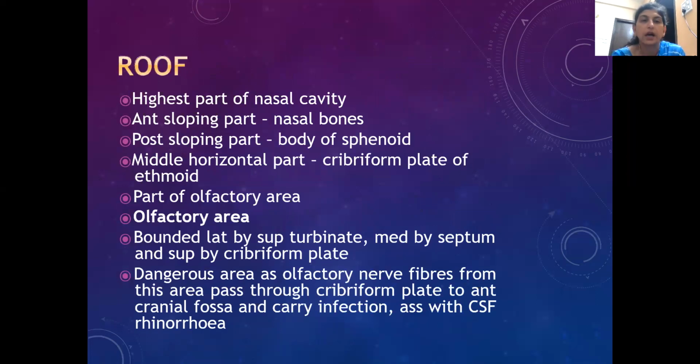The roof. It is the highest part of the nasal cavity. The anterior sloping part is formed by the nasal bones. The posterior sloping part is formed by the body of sphenoid, and the middle horizontal part is formed by the cribriform plate of ethmoid. The olfactory area is bounded laterally by the superior turbinate, medially by the septum, and superiorly by the cribriform plate.